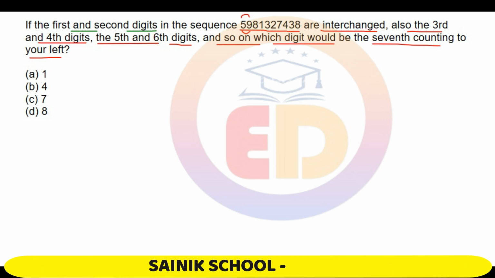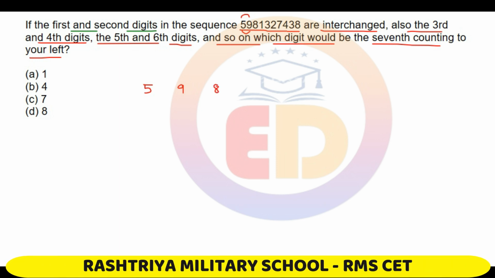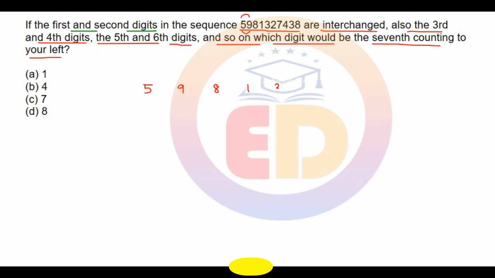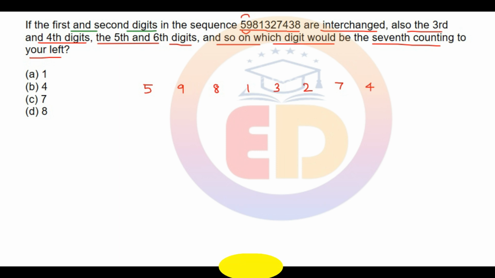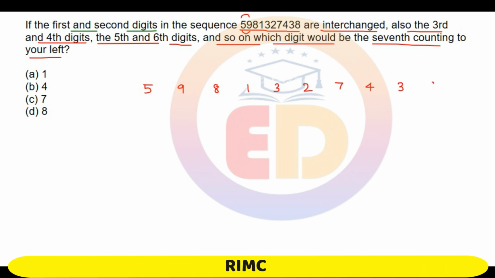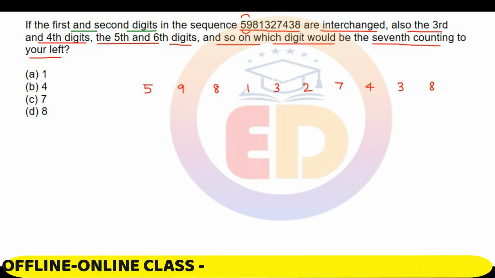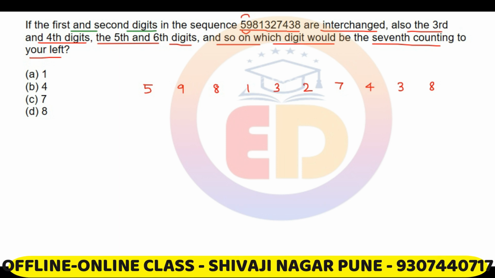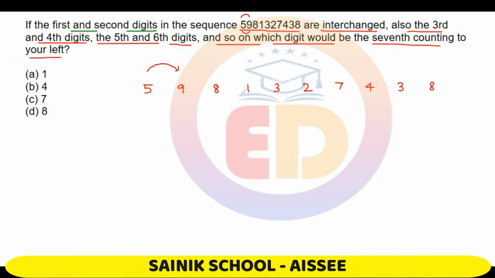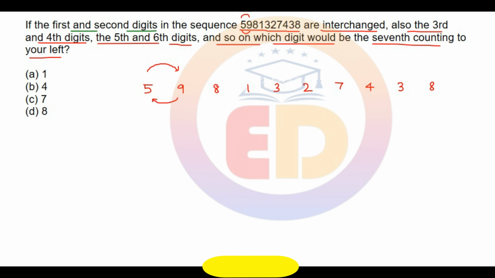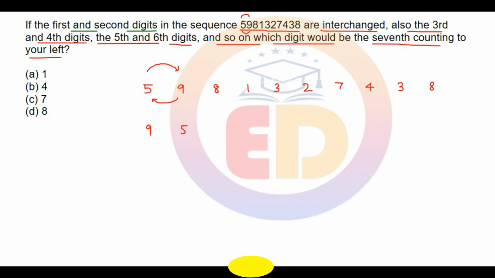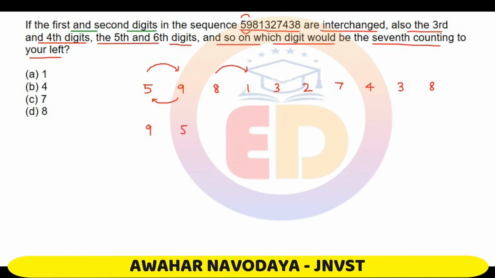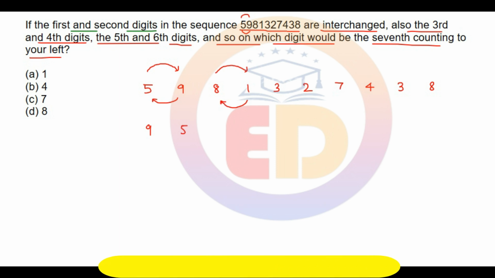Let us understand this sequence. This is 5, 9, 8, 1, 3, 2, 7, 4, 3, and 8. Now they are saying to exchange or interchange the first and second digit. If I interchange the first and second digit, 9 will come in place of 5 and 5 will go in place of 9. If I interchange the third and fourth digit, 8 will go to place of 1 and 1 will come at the place of 8. It will be 1, 8.